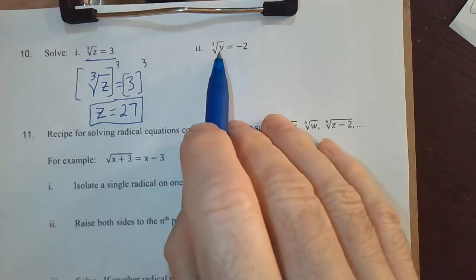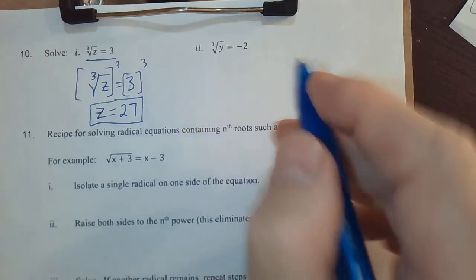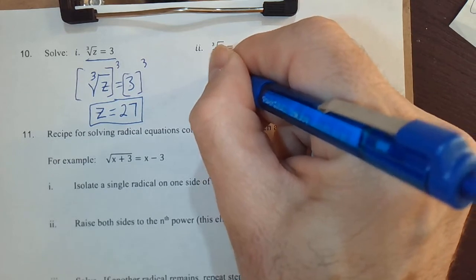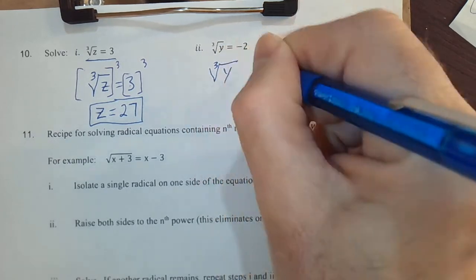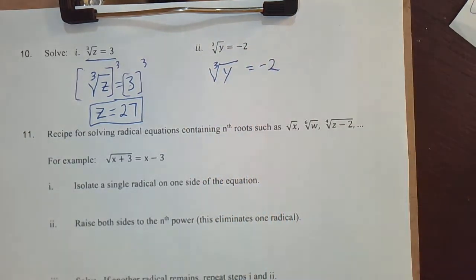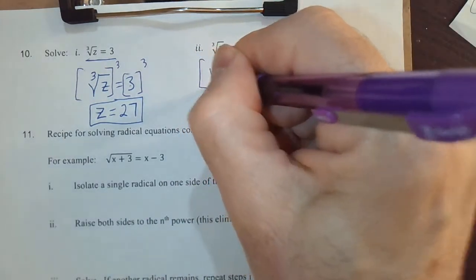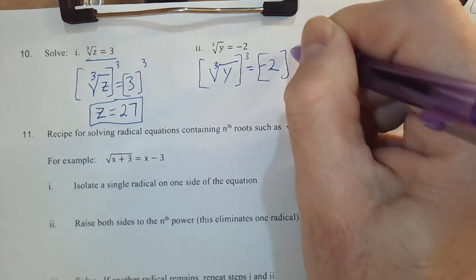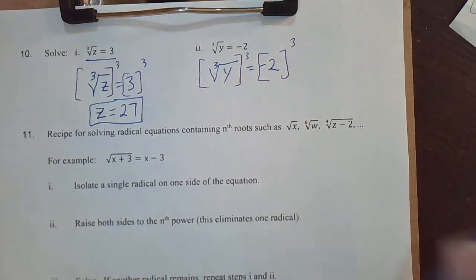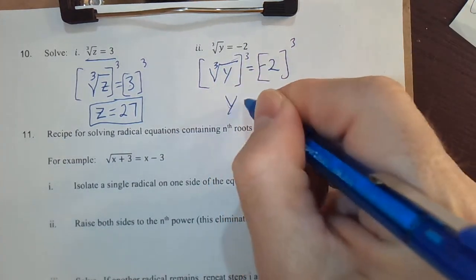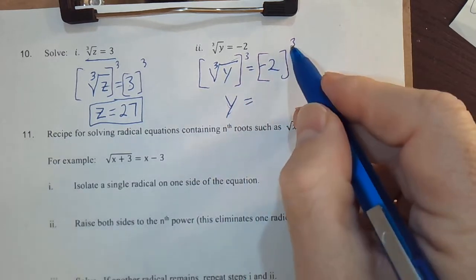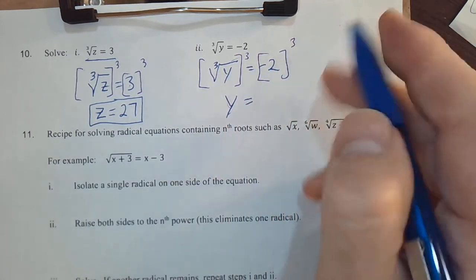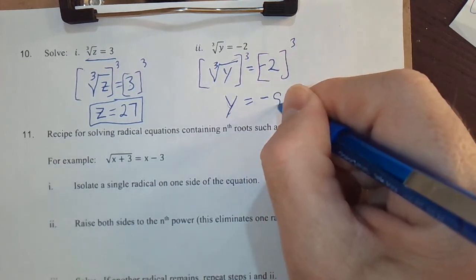All right, let's do one more. The cube root of y is negative 2. So when we take the cube root of y and we then cube both sides, or raise both sides to the third power, we get y all by itself on the left. And then what's negative 2 cubed? It's negative 2 times negative 2 times negative 2, which would be negative 8.